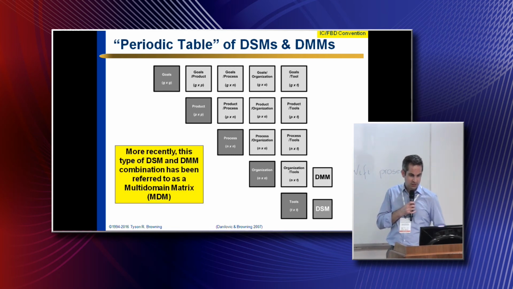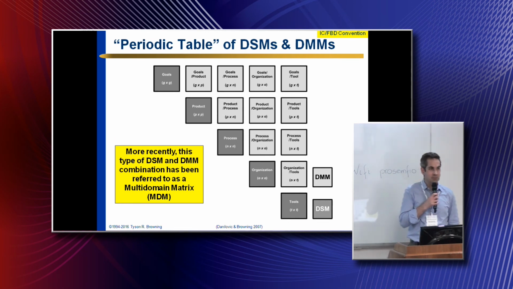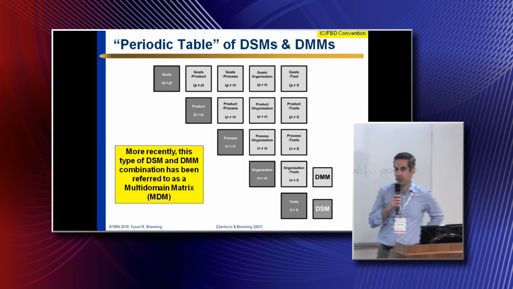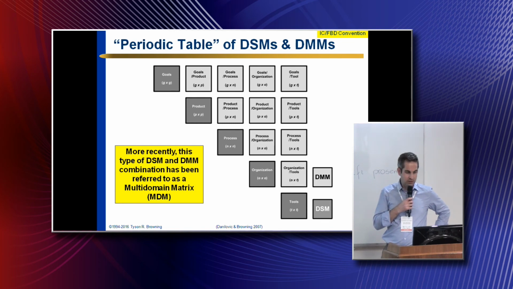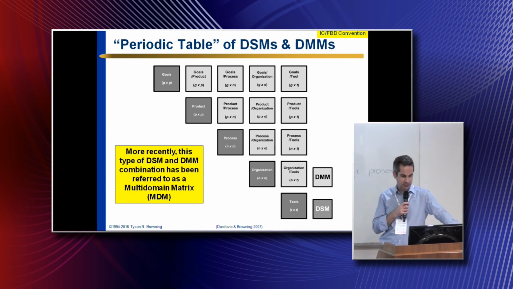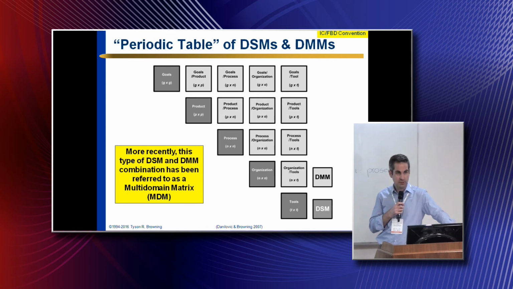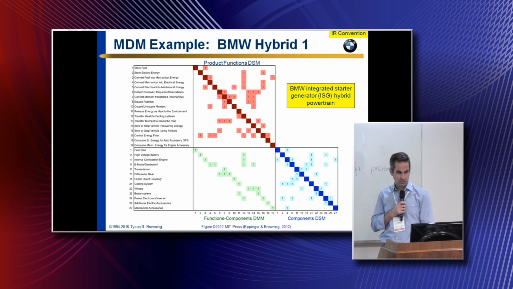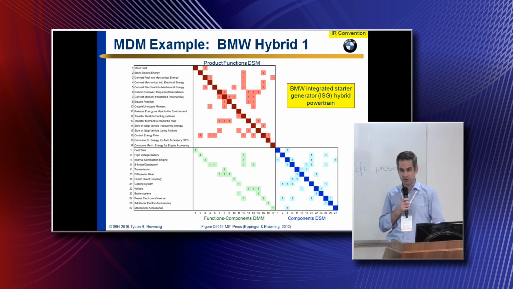So this combination or aggregation of multiple DSMs and/or DMMs has been called a few things, but the name that's stuck is multi-domain matrix. This is something that Mike Maurer came up with as part of his PhD work about 10 years ago. And it's stuck. So when you hear MDM, think of combinations of several DSMs and DMMs. I put some examples in here, but I don't have time to go through them now. But they're in the book if you're interested.